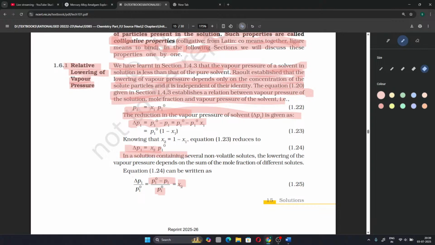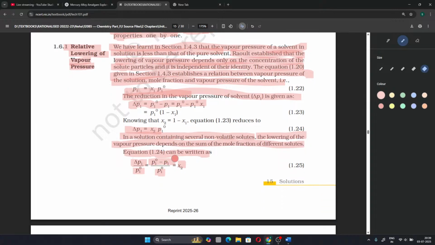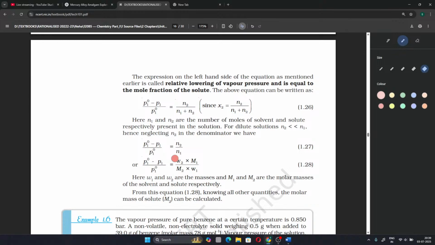In a solution containing several non-volatile solutes, the lowering of the vapor pressure depends on the sum of the mole fractions of the different solutes. Equation 1.24 can be written as ΔP1/P1⁰ = (P1⁰ − P1)/P1⁰ = χ2. The expression on the left-hand side of the equation, as mentioned earlier, is called the relative lowering of vapor pressure and is equal to the mole fraction of the solute. This is the main equation of this topic.